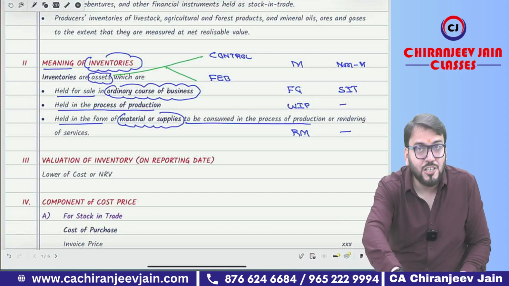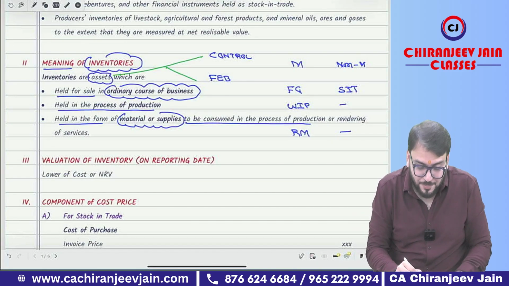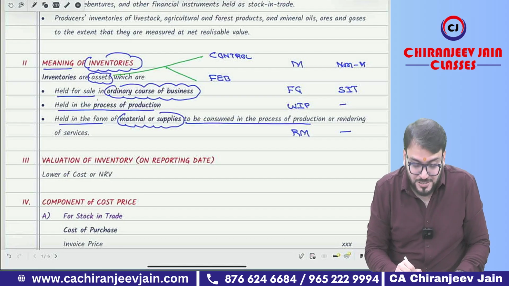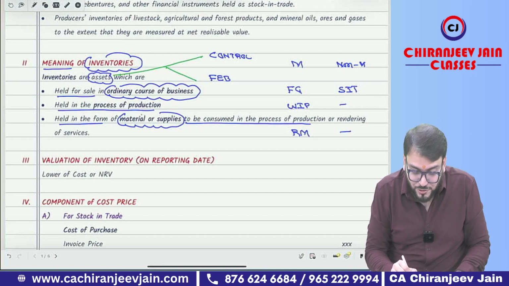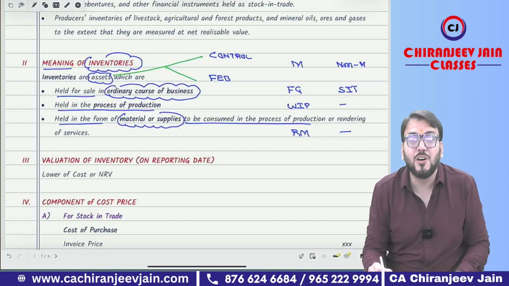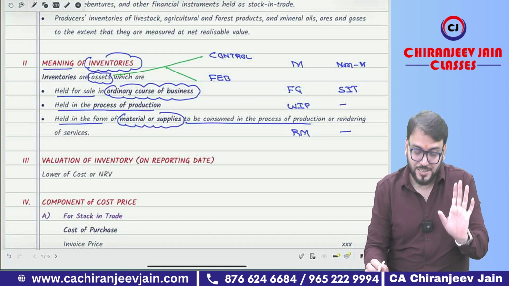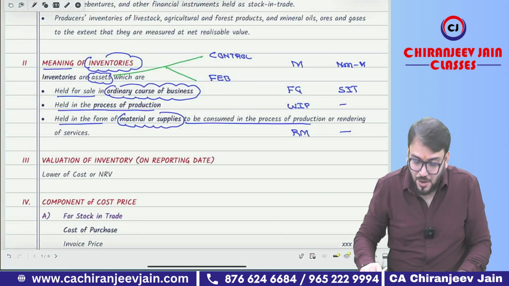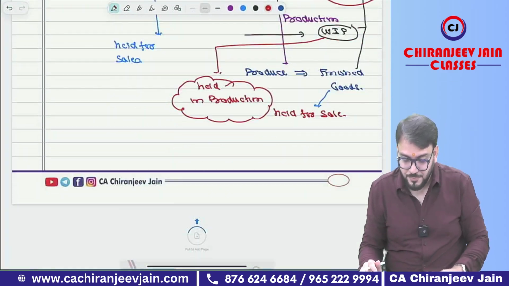Okay, sir. Got this point. Can you repeat with me once? Inventories are assets which are held for sale in the ordinary course of business, held in the process of production, held in the form of material or supplies to be consumed in the process of production or for rendering of services. Okay, sir. Correct. Now, just try to understand.